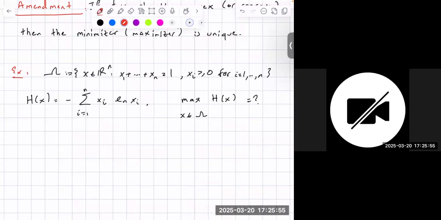Think about it a couple of minutes, then we will do it together. But it's good if you work on it a little bit. I hope the problem makes sense. We are trying to find what is the maximum entropy configuration.